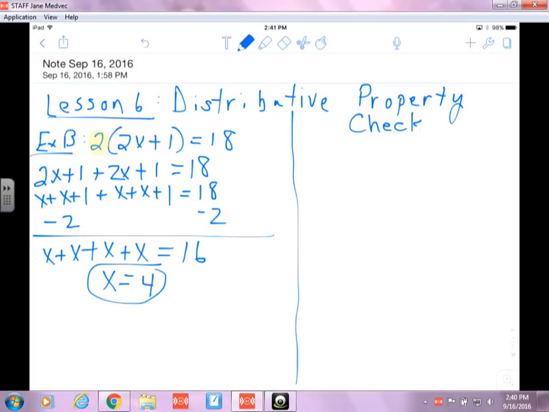I'm going to write check. I'm going to write the original problem. So 2 parentheses 2x plus 1 parentheses equals 18.